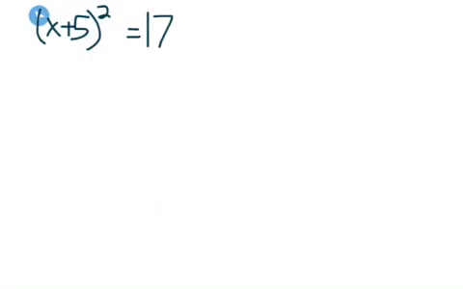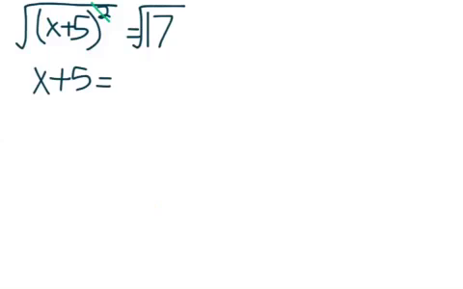So this entire binomial is being squared. I need to get rid of the square, which means I'm going to have to take the square root of the entire thing because the whole thing is being squared. And what I do to one side, I have to do to the other, so I'm also going to do it to the 17. The square and the square root cancel out. So on this side, all I'm left with now is x plus 5.